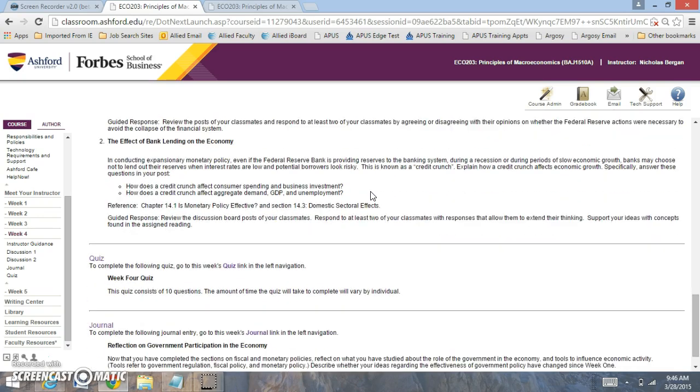Now, in discussion board 2, you're going to be looking at expansionary monetary policy. And when we look at expansionary monetary policy, we're looking at the effect of bank lending. So a decrease in interest rates causes an increase in investment. And this increase in investment, how will it affect consumer spending, investment spending, or businesses? And how does that affect aggregate demand, GDP, and unemployment?